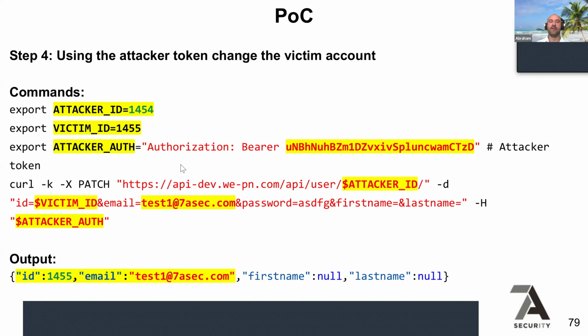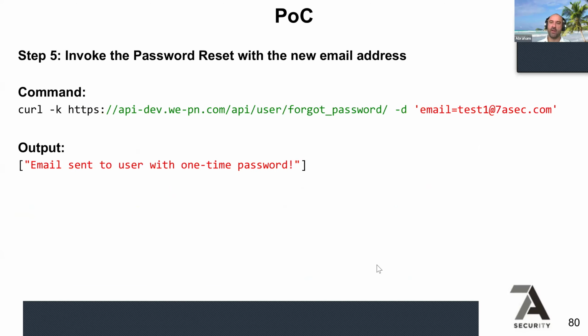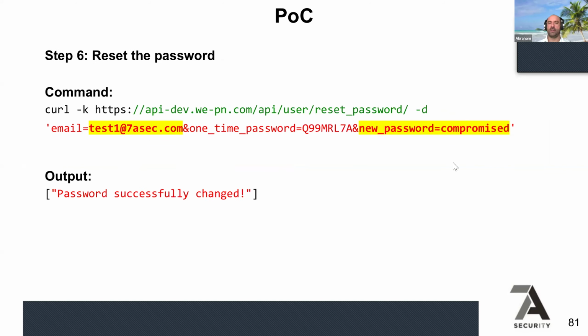So what we are doing here is we are changing the email address of a victim user to an email address that we control. So now after doing this, we can see the victim ID, right, not the attacker ID, has been modified, and the email is an email address that we control, right? So then after that, we can use the forgot password functionality, and we can reset the password to any password we want, so we can take over the account, right?